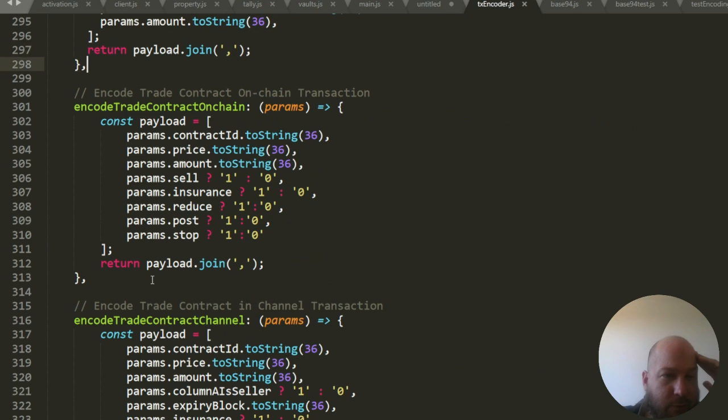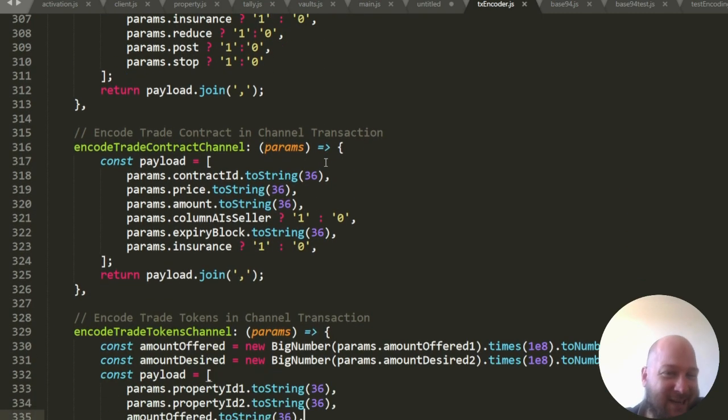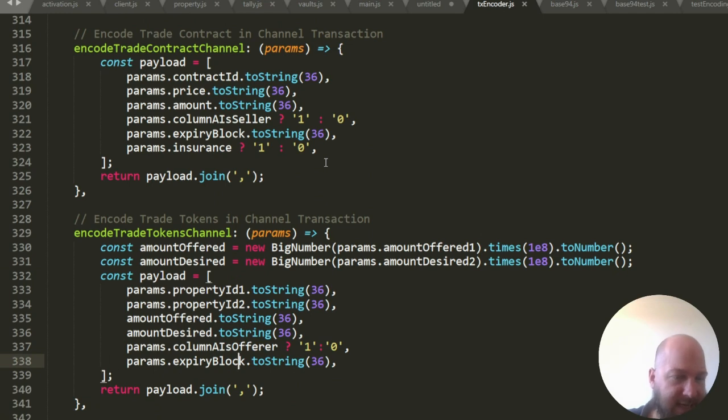So when you actually do the trade, you have a, well, that's a problem. Put the expiry block in there. You have an expiration block. Oh no, it's on chain. That's fine. Here it is, trade contract channel. So I'm doing all this ad hoc. And you have an expiry block so that the partially signed transaction, when you're doing this handshake process, is not a free option for your counterparty for a very long duration.